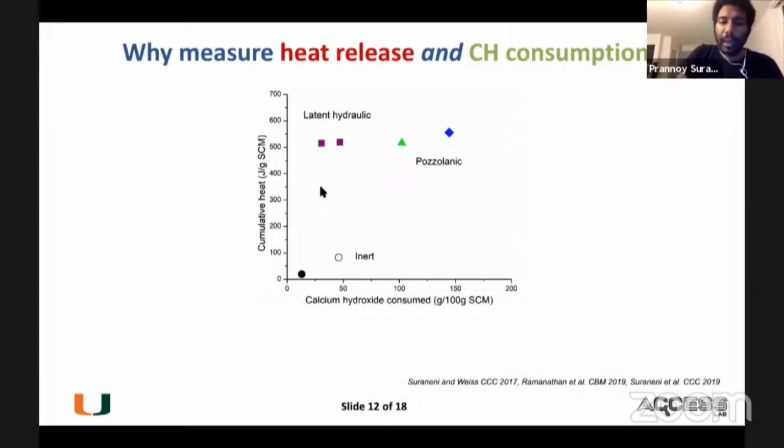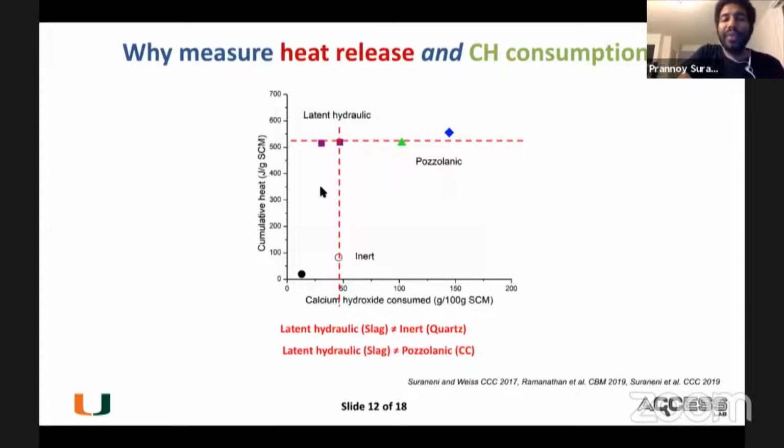consumption. Now, the reason for doing that is this is a model graph, for example, which shows that you can have two materials which can have very similar calcium hydroxide consumption, for example, slag and quartz. You can also have two materials which can have very similar heat release, for example, slag and a calcine clay or a metakaolin.